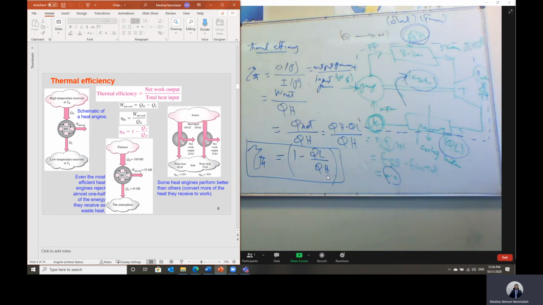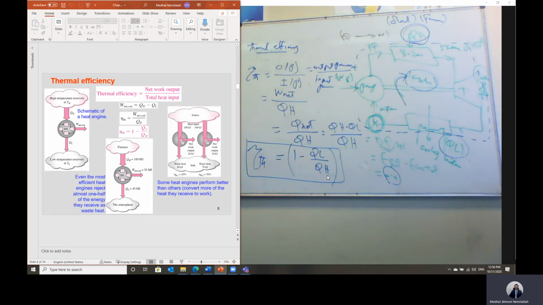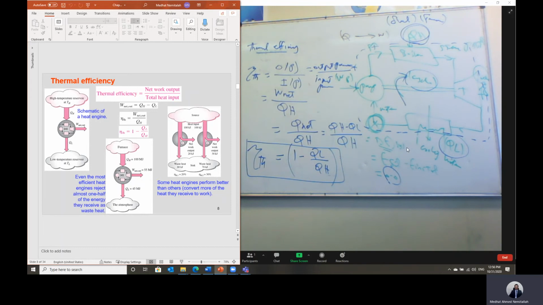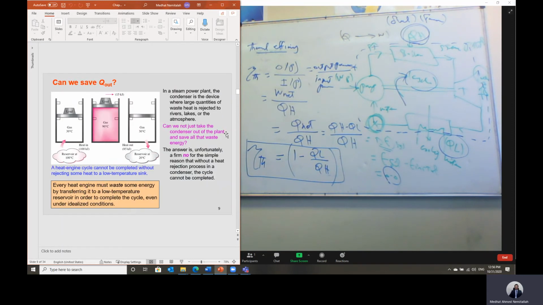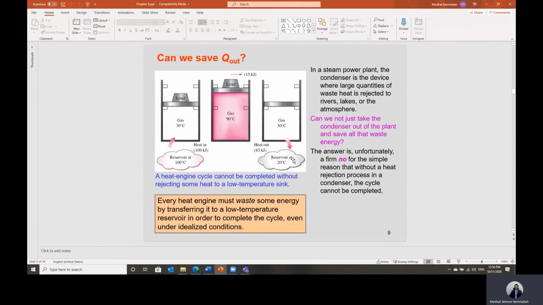So, the efficiency is less than 100%, not related to the losses within the system itself only. It is related to the concept of operation on a cycle. We have to reject this heat to get back to the same point, then we can repeat this cycle. To understand this, let's look at this example.